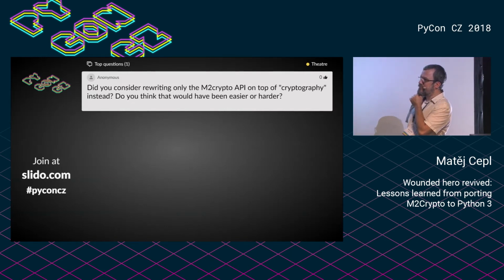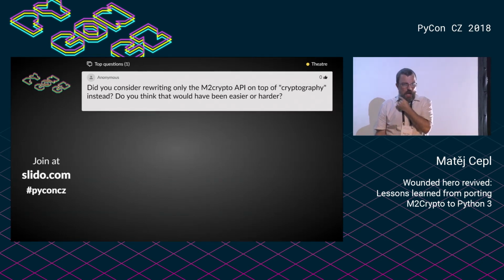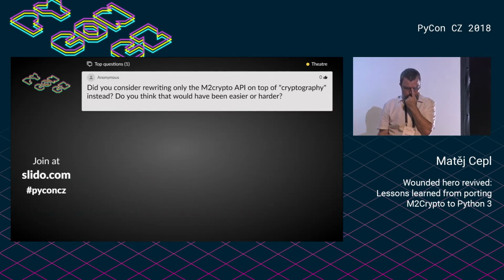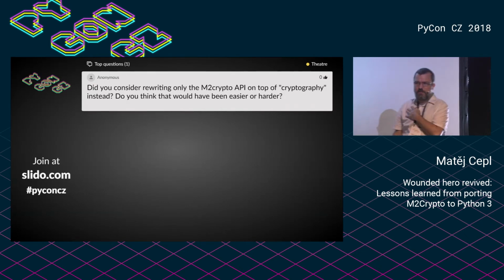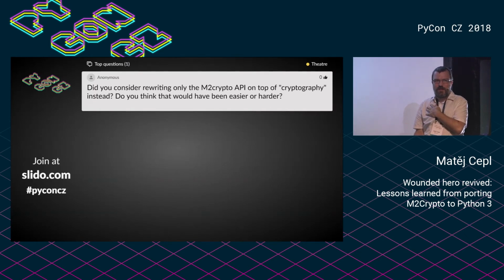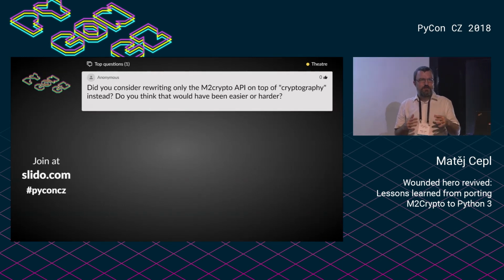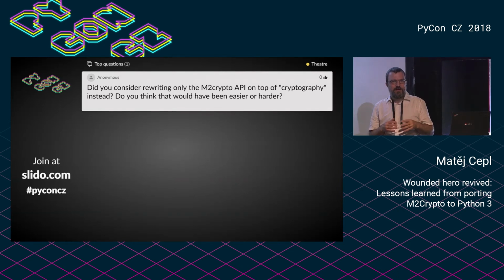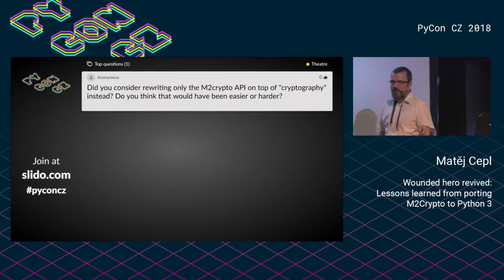So the first question from Slido is, did you consider rewriting only the M2Crypto API on top of cryptography instead? Do you think that would have been easier or harder? I did consider it, and I tried to do it, and I found it a waste of time. M2Crypto does exist, it works, and I don't have anything against cryptography. I think it has a better Python API than M2Crypto. If I was starting a new project, I would probably prefer cryptography to M2Crypto. But if my main task is to support the current user base, I really don't see the need to rewrite. It would be a lot of work, which in the end would be useless for my users.